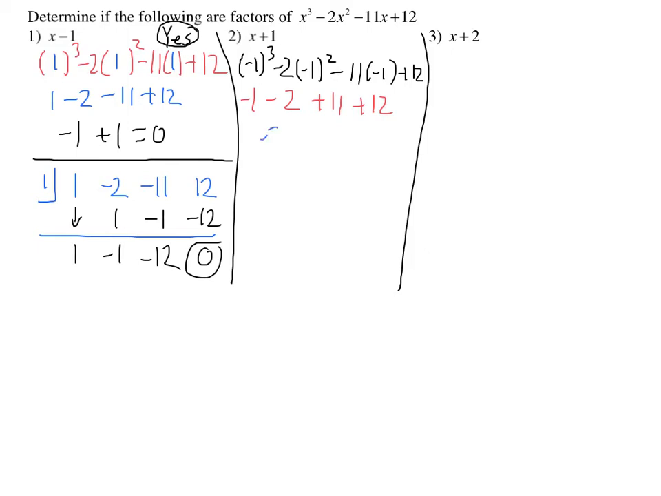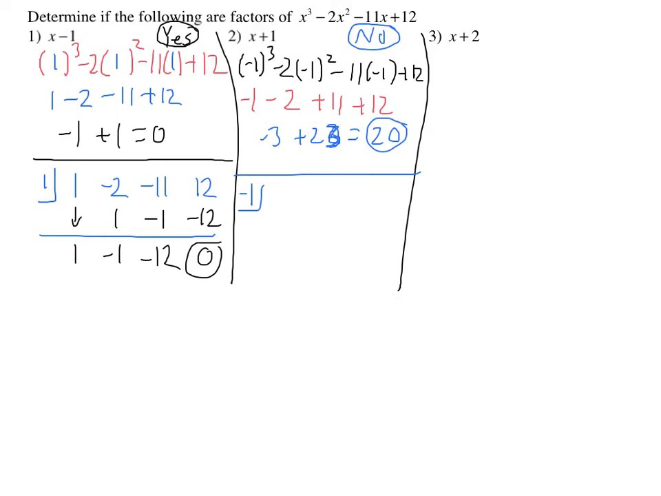-1 minus 2 is -3. 11 plus 12 is positive 23, sorry. So -3 plus 23 is positive 20. So that is not 0, so this is a no. It is not a factor. Let's do synthetic division to show it doesn't work there either.